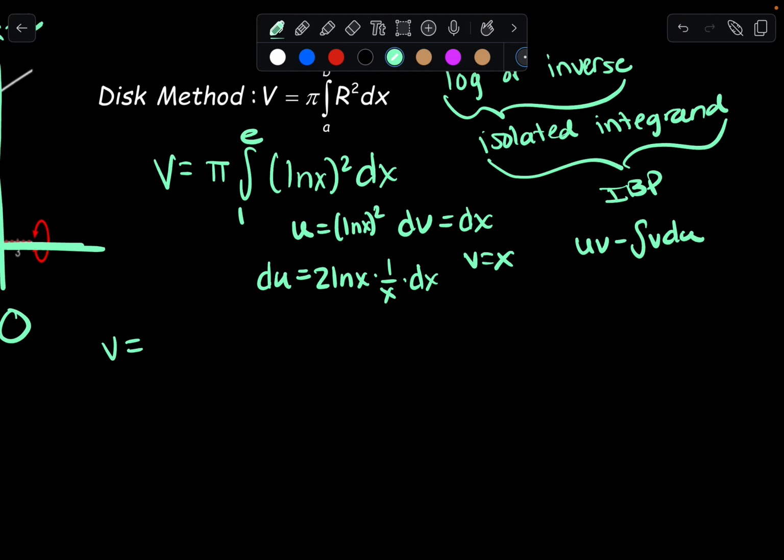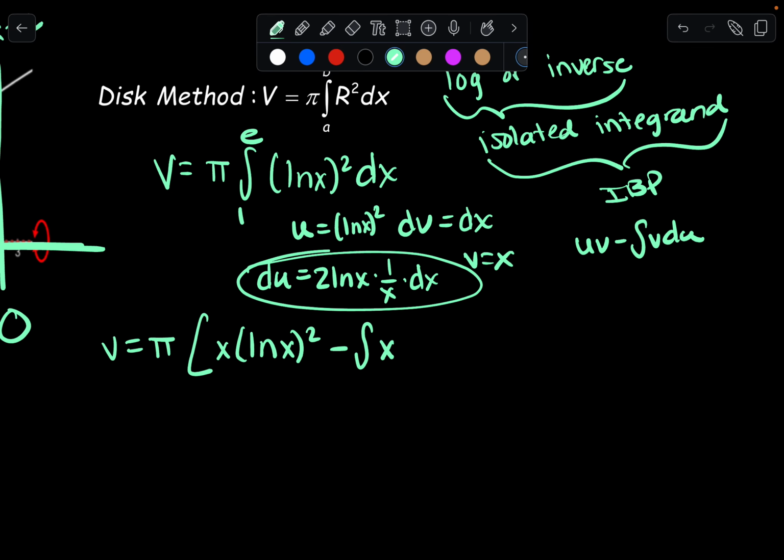So the volume is equal to pi on the outside, and the ultraviolet, that will be u times v. So we have u times v. I'm going to put the x in front just so that I can clearly see the separation. So we have x times natural log of x squared, and then minus the integration of v, which is x, times du. So du is going to be all of this. So times 2 natural log of x times 1 over x times dx, close the bracket.